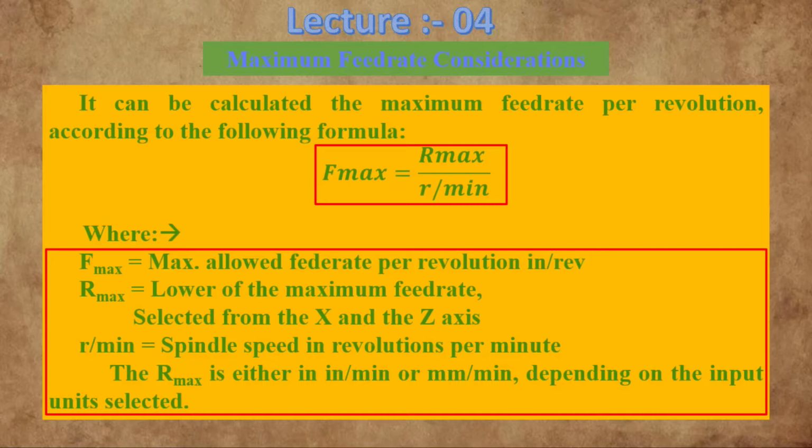R max is the lower of the maximum feed rates selected from the X and the Z axis. RPM is the spindle speed in revolutions per minute. R max is either in inches per minute or millimeters per minute, depending on the input unit selected.